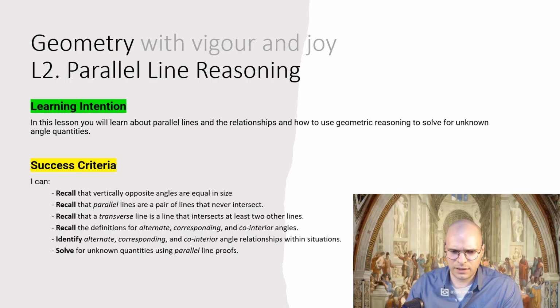In summary, in this lesson, you learnt about parallel line relationships and how to use geometric reasoning to solve unknown angle quantities. By now, you should be able to recall that vertically opposite angles are equal in size. Recall that parallel lines are a pair of lines that never intersect. Recall that a transverse line is a line that intersects at least two other lines. Recall the definitions for alternate, corresponding, and cointerior angles. Identify alternate, corresponding, and cointerior angle relationships within the situations. And finally, you should be able to solve for unknown quantities using parallel line proofs.